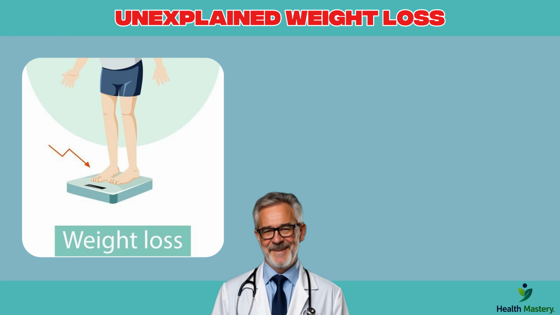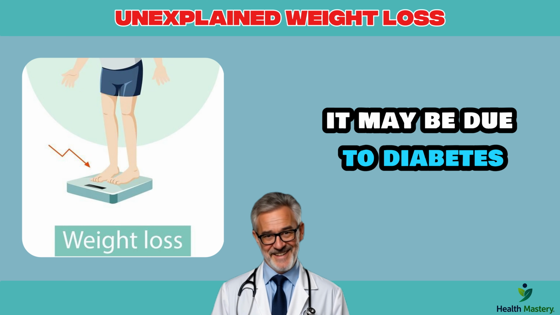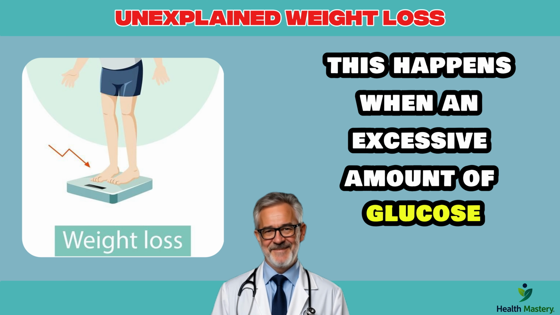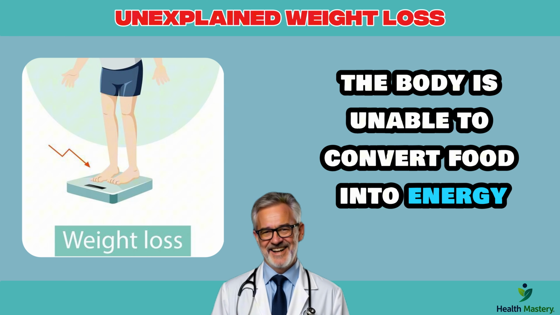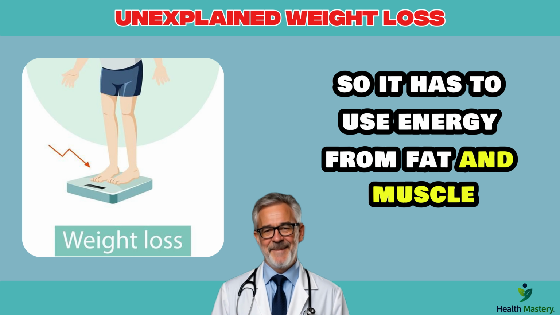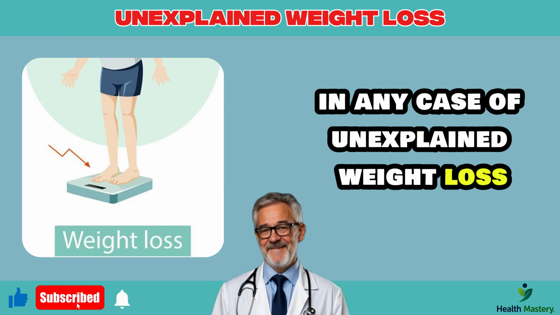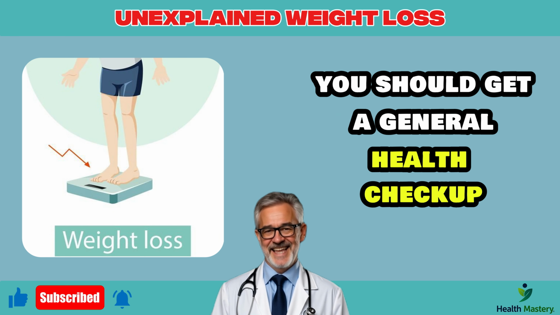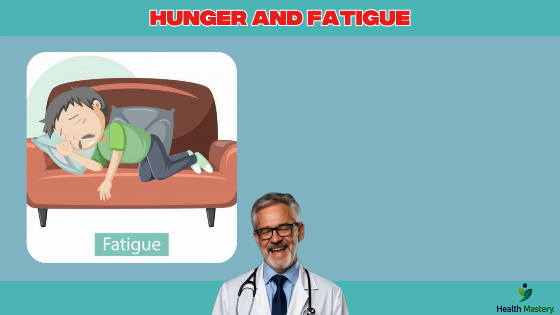Unexplained weight loss. If you are losing weight without changing your diet or lifestyle, it may be due to diabetes. This happens when an excessive amount of glucose is excreted in the urine. At the same time, the body is unable to convert food into energy, so it has to use energy from fat and muscle. Over time, this leads to fat loss and unavoidable weight reduction. In any case of unexplained weight loss, you should get a general health checkup to find the cause and receive appropriate treatment.